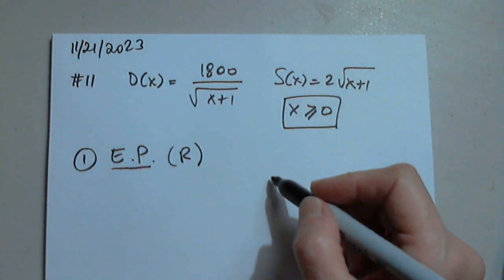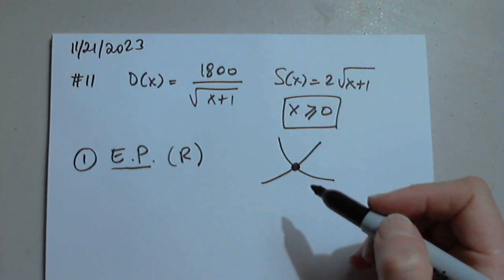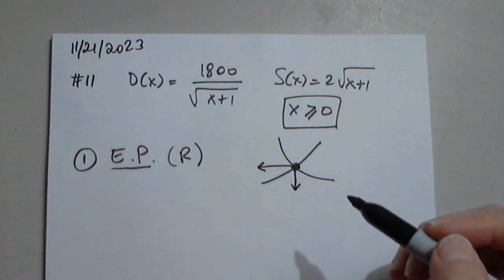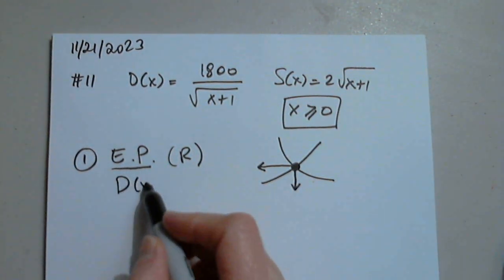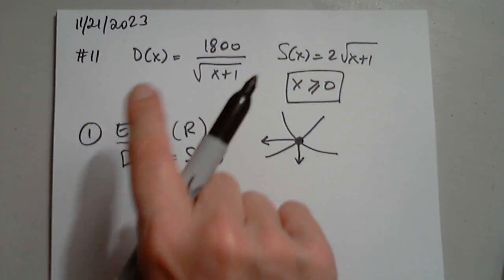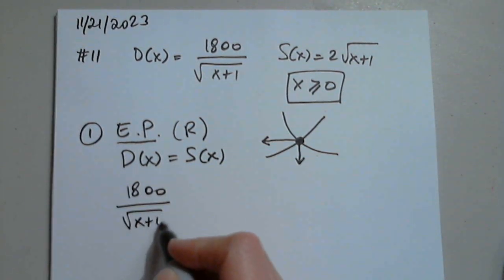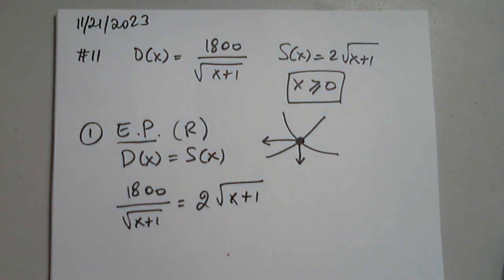Exactly. Because one of them is increasing, the other one is decreasing. This is the equilibrium point when the y value is the same for a particular x value. Excellent. So the equilibrium point, d of x, must equal s of x. Awesome. Thank you very much. So 1800 over the square root of x plus 1 must equal 2 the square root of x plus 1.